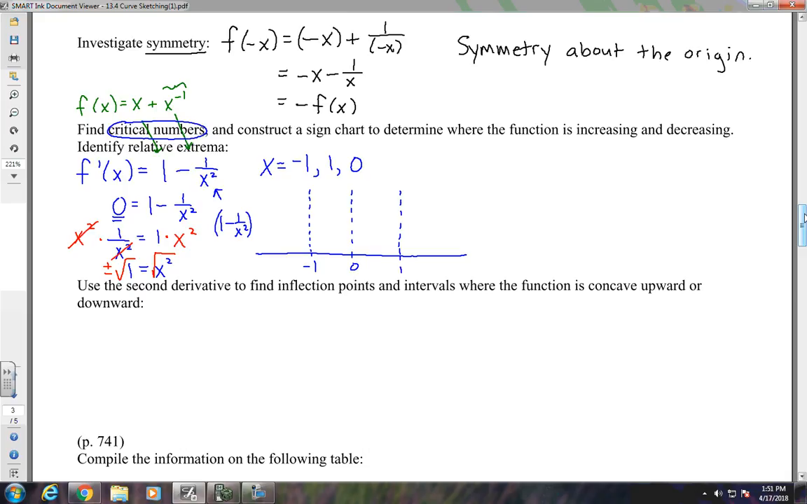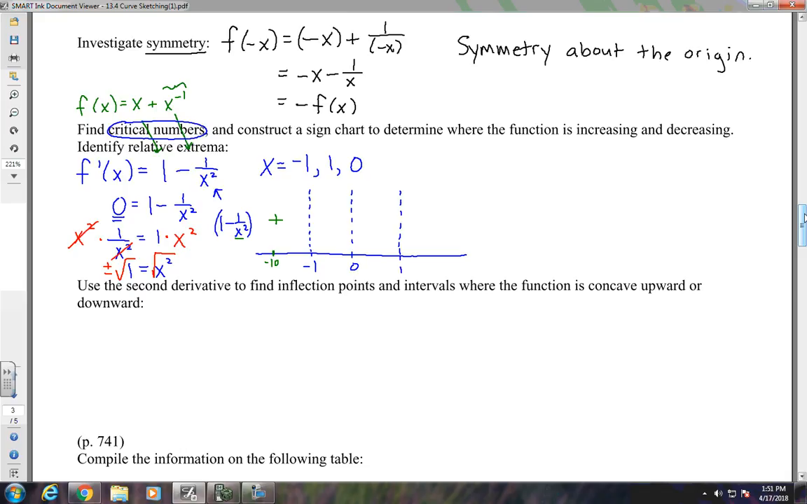So I'm going to choose a test point less than negative 1. Let's use negative 10. Anything less than negative 1 would work. If I plug negative 10 in for x, I end up evaluating 1 minus 1/100th. Well, that's going to be a positive value. Remember, you're not necessarily interested in the value, you're just interested in sign. So I know it's going to be positive on that interval.